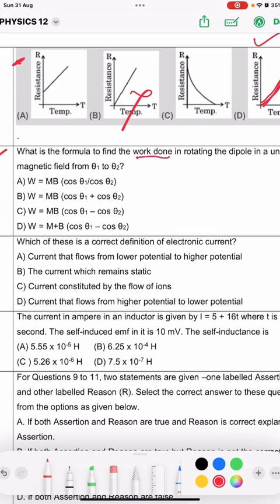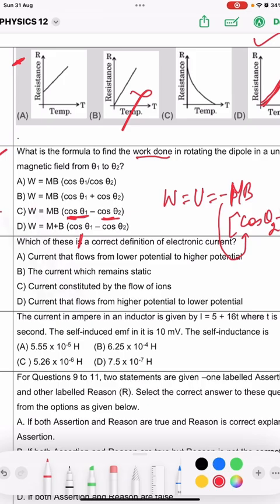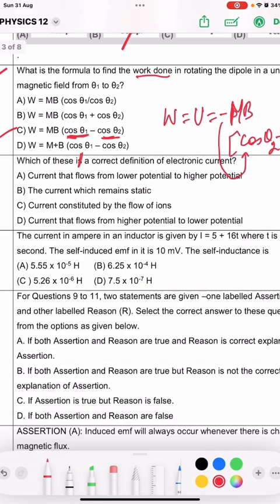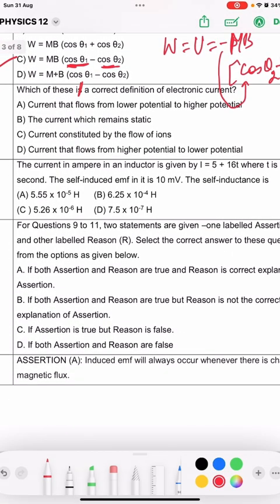What is question number 6? What is the formula for work done in rotating the dipole? So you know the work done or potential energy is given by minus mB cos theta 2 minus cos theta 1. So this minus will go inside and it will make this negative and the other one positive. So the cos theta 1 term should be positive. So this is cos theta 1, sorry. Cos theta 1 is positive here and cos theta 2 is negative here. So this one is correct. Now getting to question number 7.